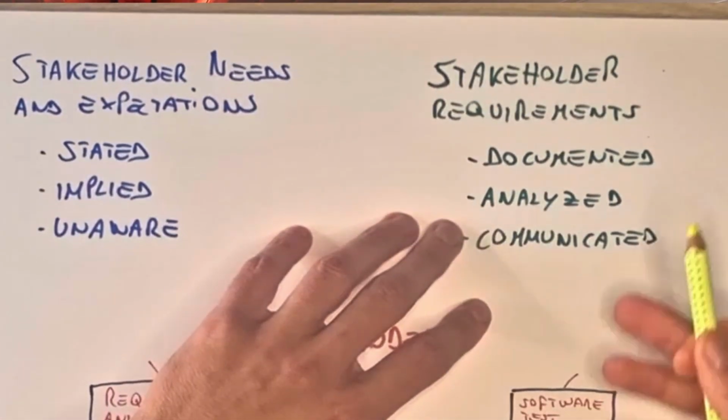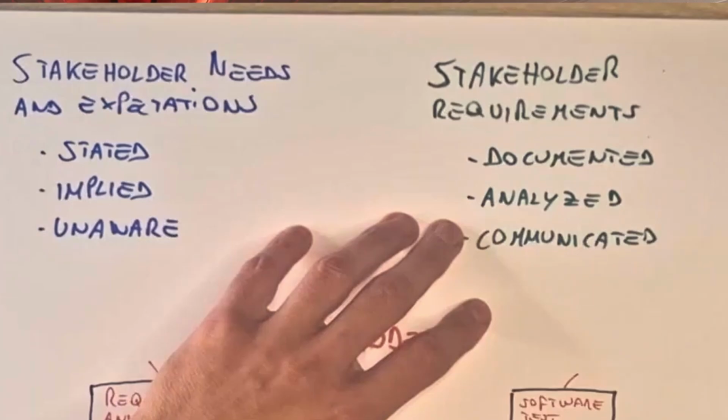Stakeholder requirements must be documented, analyzed, and communicated to affected stakeholders and parties. These requirements then guide the development process. In the previous example of headlights, we can derive the following stakeholder requirements.